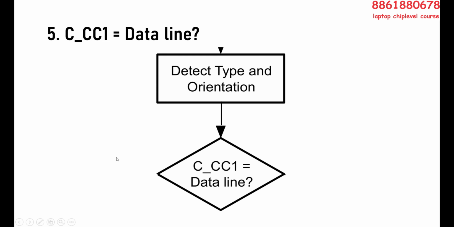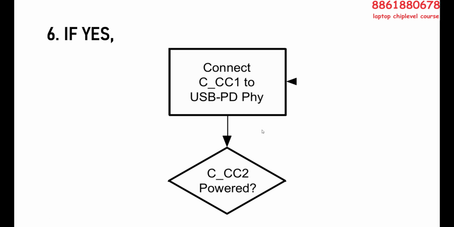If no data, what will happen? See, the CC1 A side connection, if yes, it has detected the upper side, it's a normal connection. It means the A1 to A12 port will work in case of normal connection. Then what will happen? CC1 will connect to the USB PD PHY, that bias which I told you.